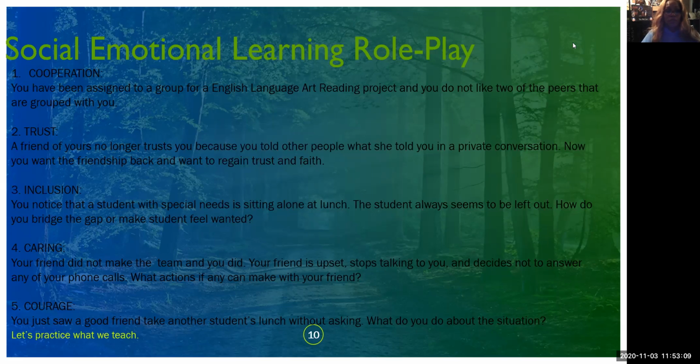Trust. A friend of yours no longer trusts you because you told the other people what she told you in a private conversation. Now you want the friendship back and you want to regain trust and faith. How do you manage that? How do you communicate with your friend that you're sorry? You didn't mean to. You didn't know that you couldn't tell.